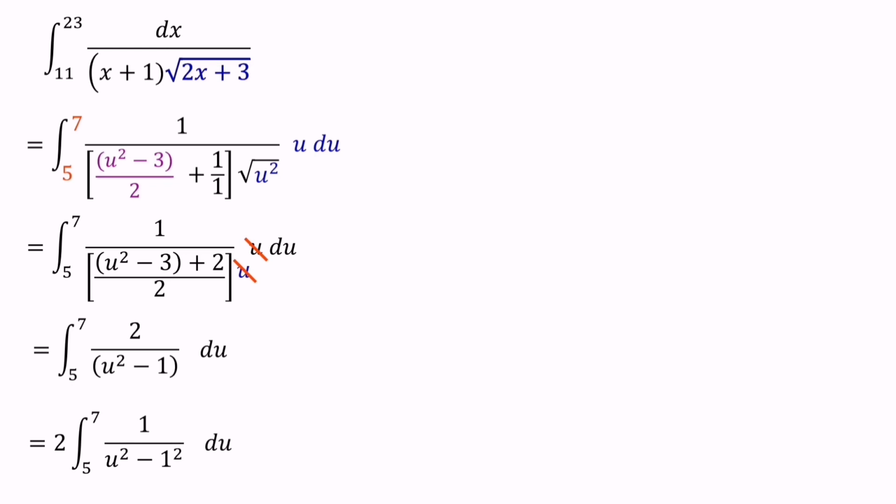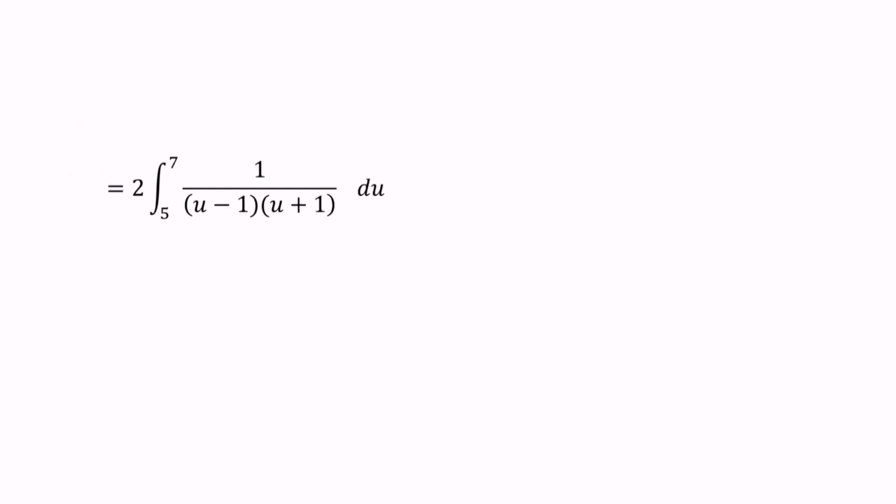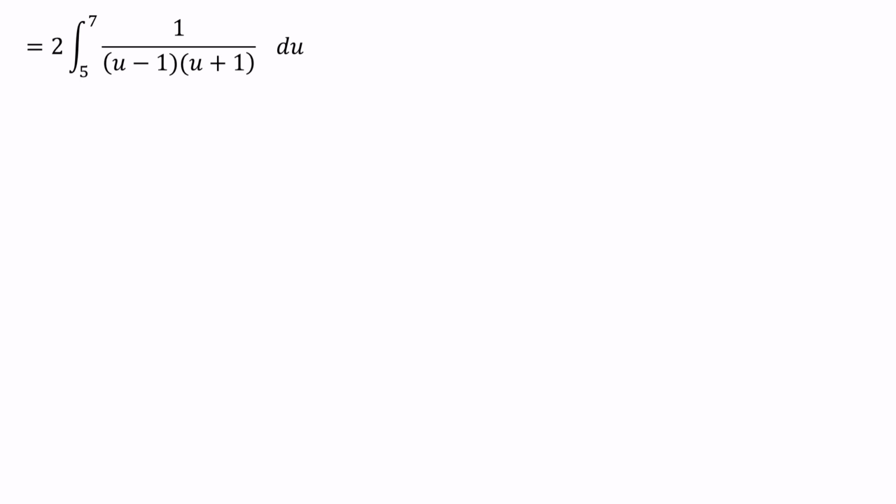Now we need to get integral 1 over u squared minus 1 value. u squared minus 1 value we can factorize using difference of squares. It is equal to u minus 1 into u plus 1. Now we have 1 over u minus 1 into u plus 1.